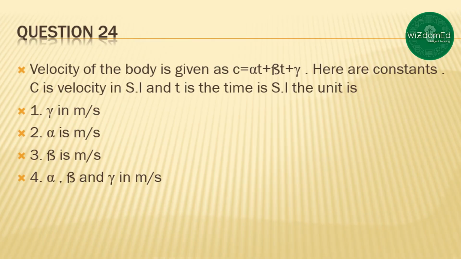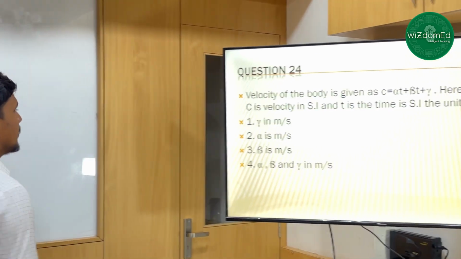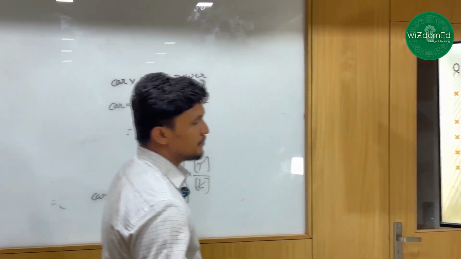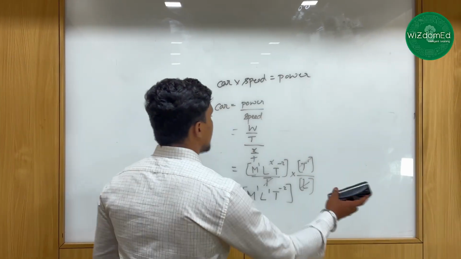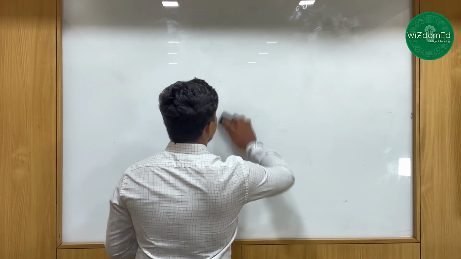Okay. Question. The velocity of the body is given by c is equal to alpha t plus beta t plus gamma. Here, alpha, beta and gamma are constants, c is the velocity in SI units, and t is the time. So we need to find which of these has the unit of meter per second, which is velocity. Which of them is velocity?